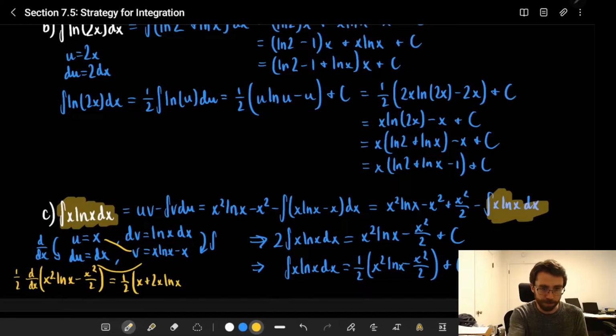And then derivative of the second piece is just going to be an x. So, I mean, that's nice. The x and the minus x cancel. And you're in fact left with the 1/2 and the 2 cancel, x ln x. Good. Okay, so that makes me happy.